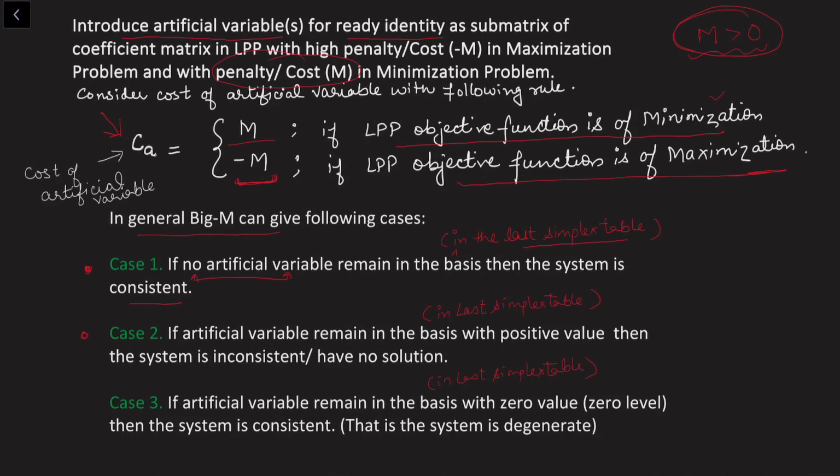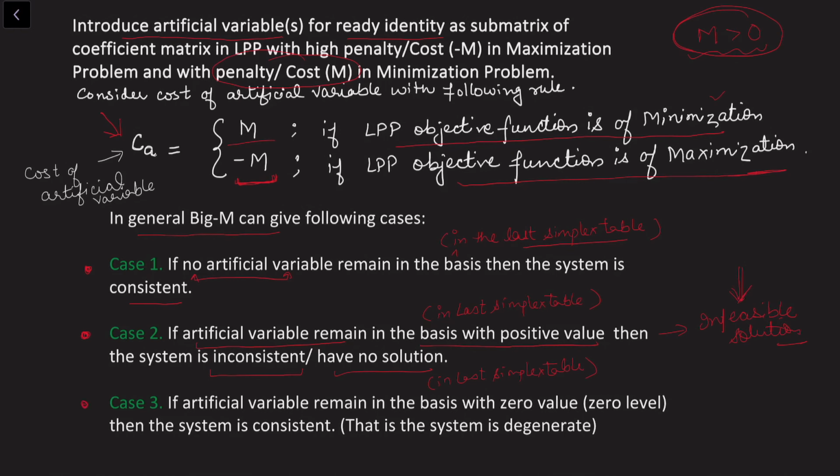The second possibility is that an artificial variable remains in the basis with a positive value. So it does not leave the basis and it remains in the system. Obviously it is considered inconsistent, with no solution, or I may also consider this an infeasible solution, because the artificial variable is in the system and then we are solving the system. Since it is giving us an artificial solution, we consider that it gives us the infeasible solution.